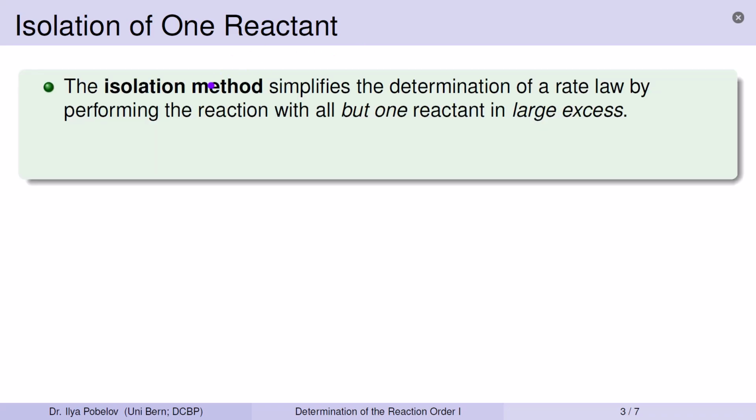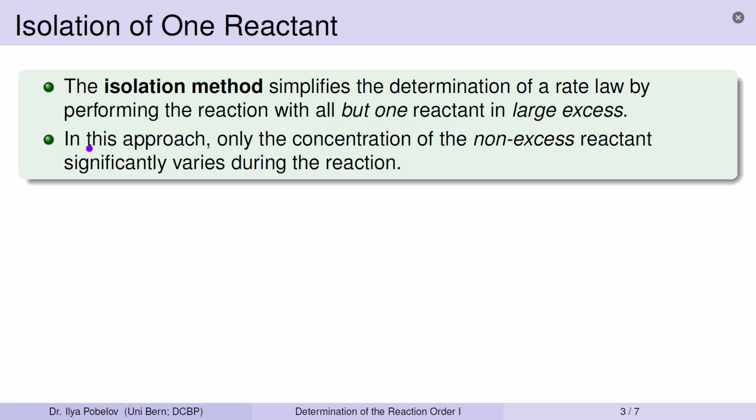The isolation method simplifies the determination of a rate law by performing the reaction with all but one reactant in large excess. In this approach, only the concentration of the non-excess reactant significantly varies during the reaction. For example, consider again the reaction between A and B shown before.